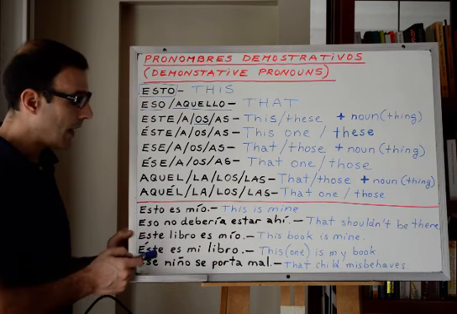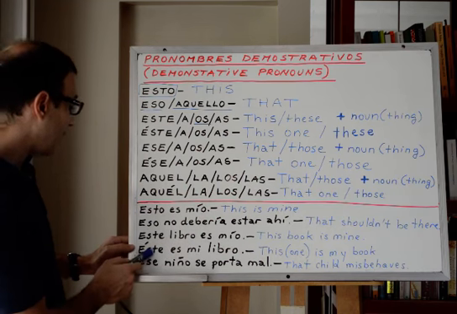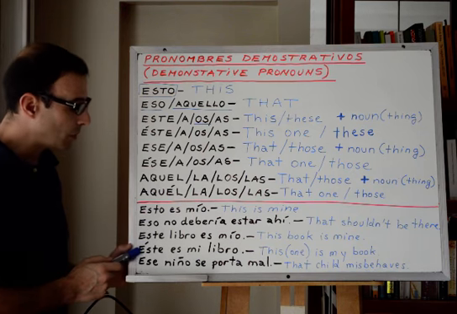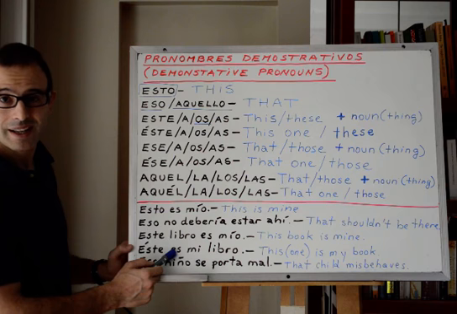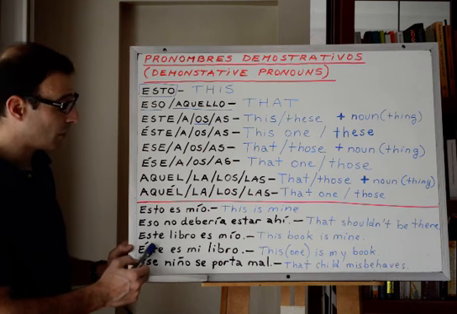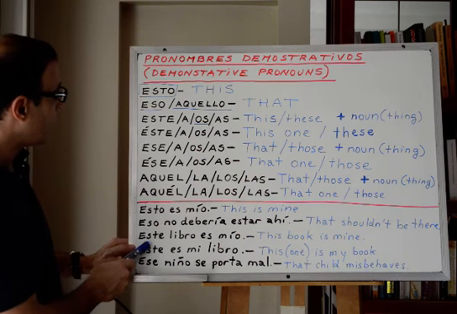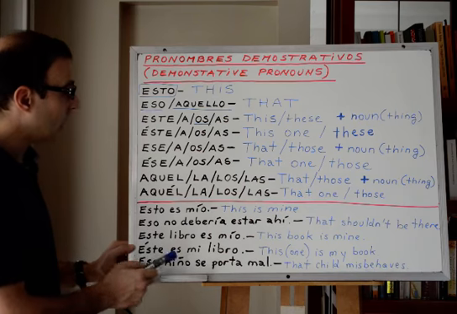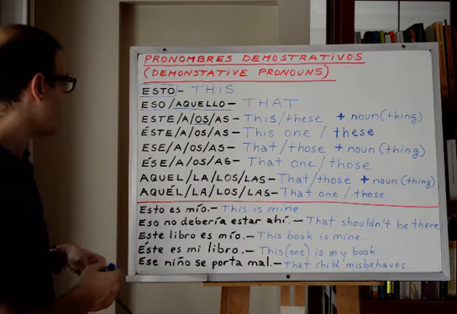Okay? Now, este es mi libro. This one is my book. The demonstrative pronoun este is not followed by the noun, okay, it is followed by the verb. Therefore, it must carry the accent mark. Este, okay? Este doesn't mean this. Este means this one. Okay?